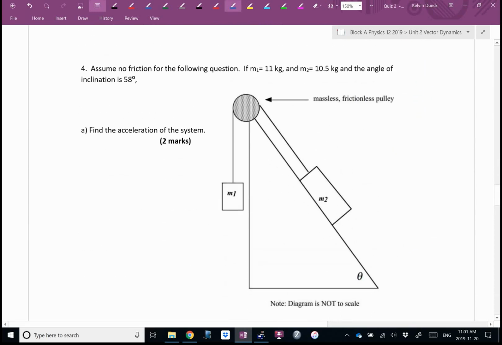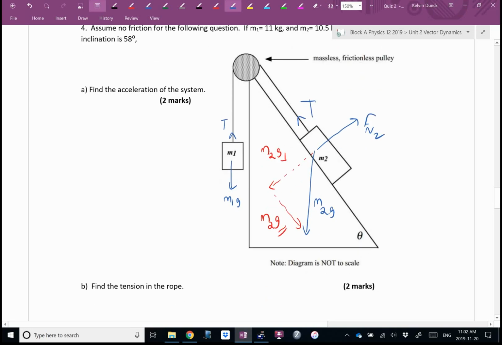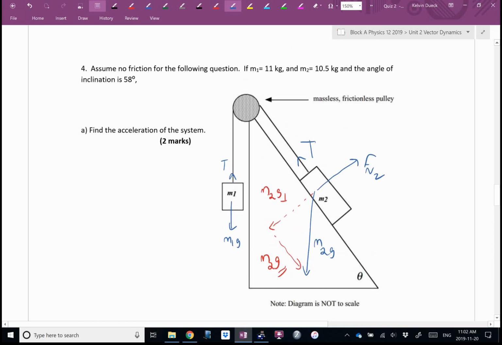Find the acceleration. This is a job for a free body diagram. Normal force number 2 to go with mass number 2. Tension. No friction. Okay. Find the acceleration. Who's winning? I'm not sure. What's the tug of war between? The tug of war is between M1G and M2G parallel.